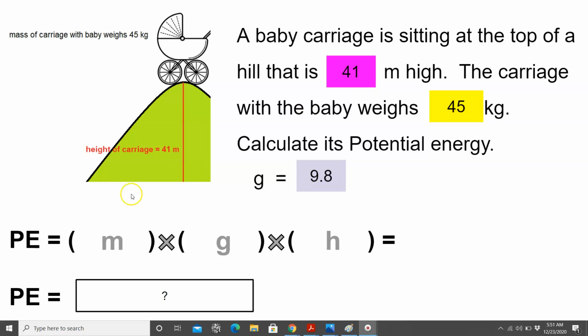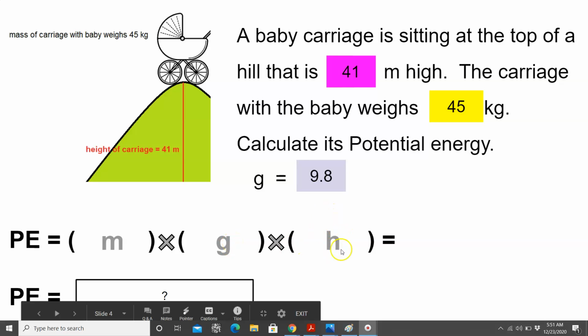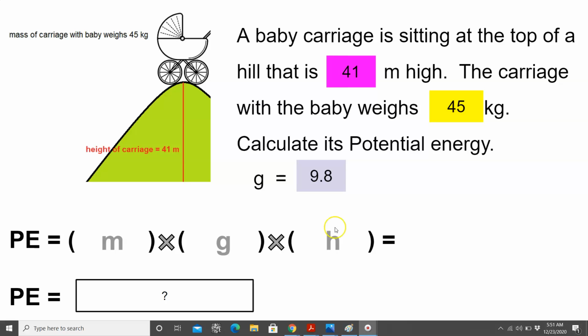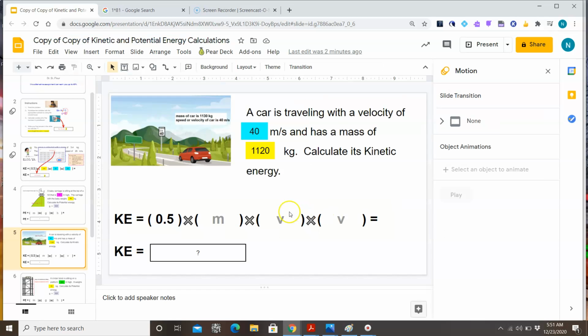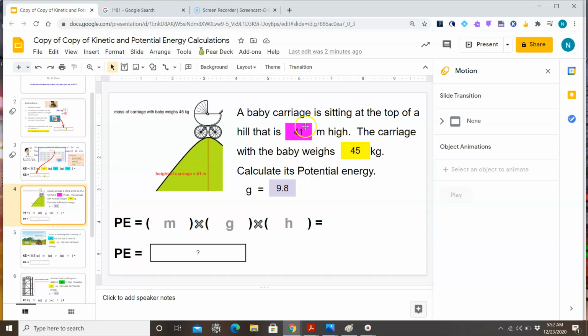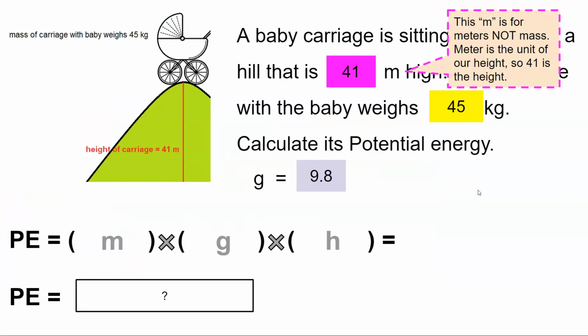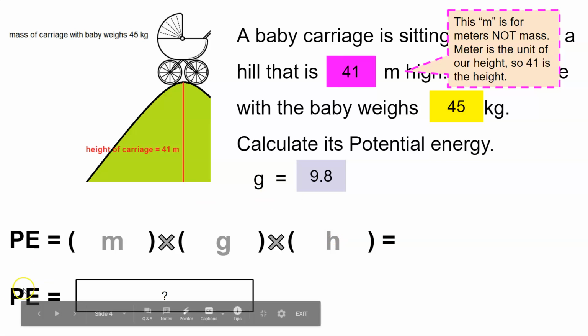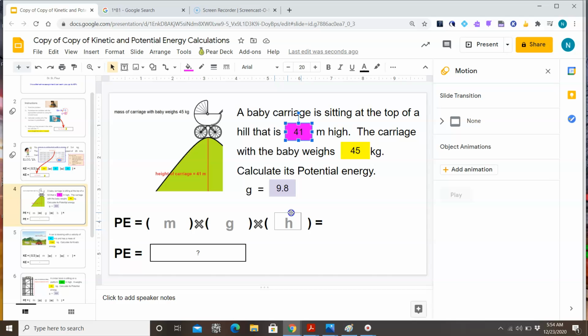Okay, so just like we did before, we are going to plug our numbers into our equation to substitute our variables. In this case, since we're calculating for potential energy, remember M is mass, G is a constant 9.8, and H is your height. Okay, so I'm going to first start with this first number. It's 41, and I see M next to it. M here stands for meters, not mass. Meter is the unit of our height. So 41 is our height, and we're going to plug the 41 in for the H, not into the M. Okay, so I'm going to move the 41 here for my height.